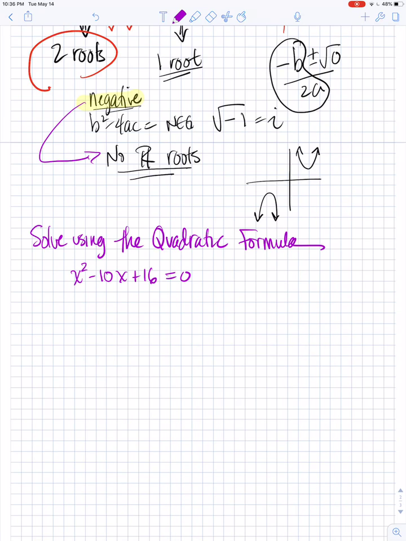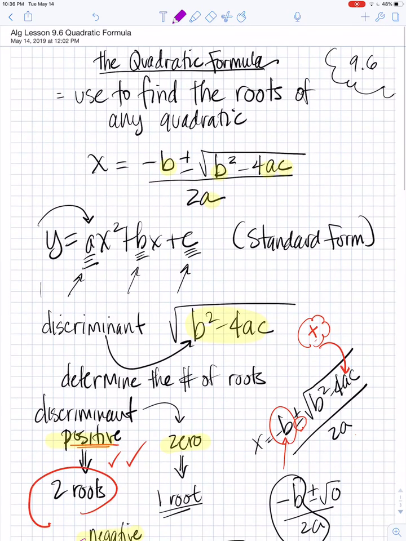Right, so this is lesson 9.6. This is part 3. We've talked about what the quadratic formula is, and we've recognized that there's a little song you can sing, Pop Goes the Weasel. You've got to memorize this formula. I'll go ahead and erase some of these pieces, and that's fantastic.